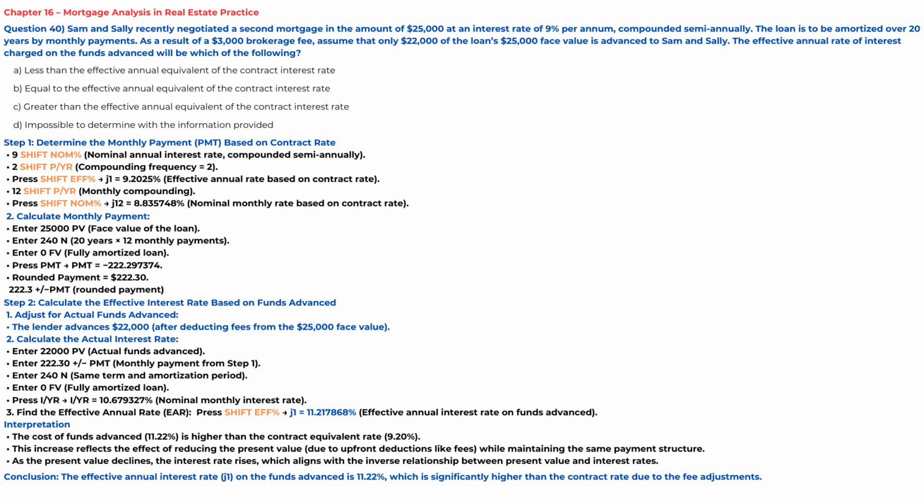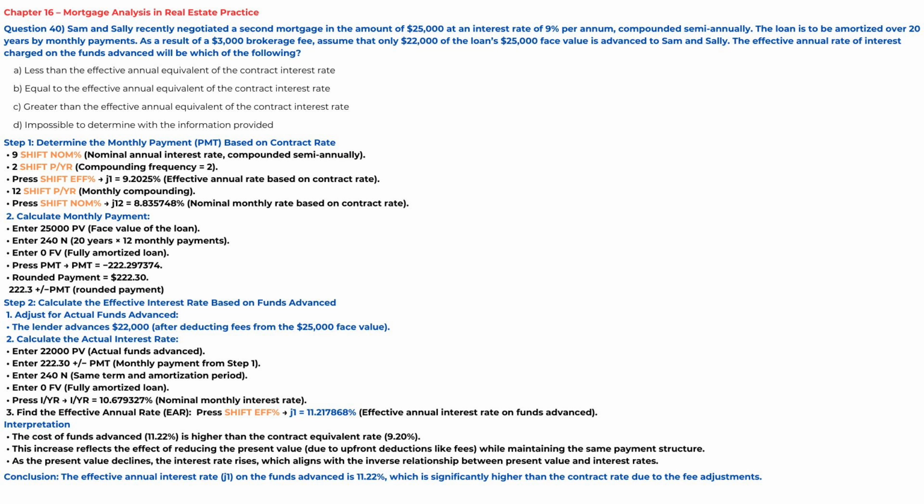Step 2. Calculate the effective interest rate based on funds advanced. 1. Adjust for actual funds advanced. The lender advances $22,000 after deducting fees from the $25,000 face value. 2. Calculate the actual interest rate. Enter 22,000 PV, actual funds advanced. Enter 222.32 plus and minus sign, and then PMT, monthly payment from step 1. Enter 240 N, same term and amortization period. Enter 0 FV, fully amortized loan.